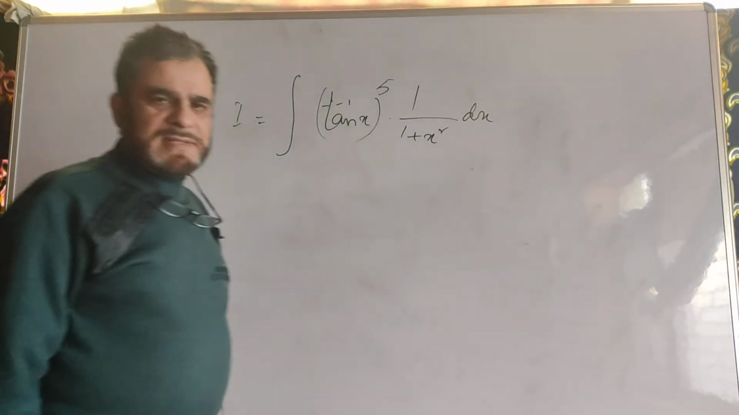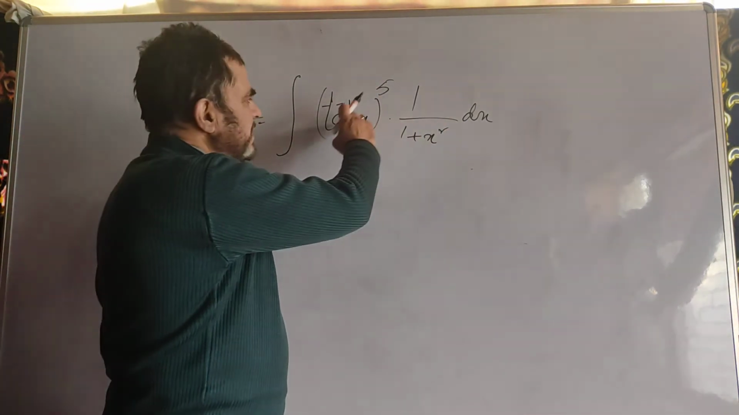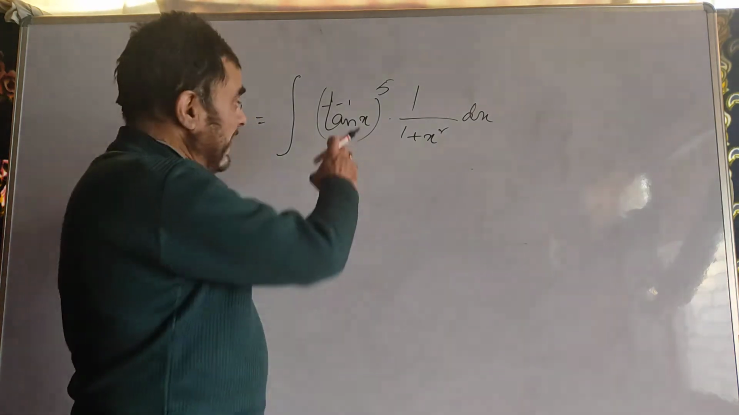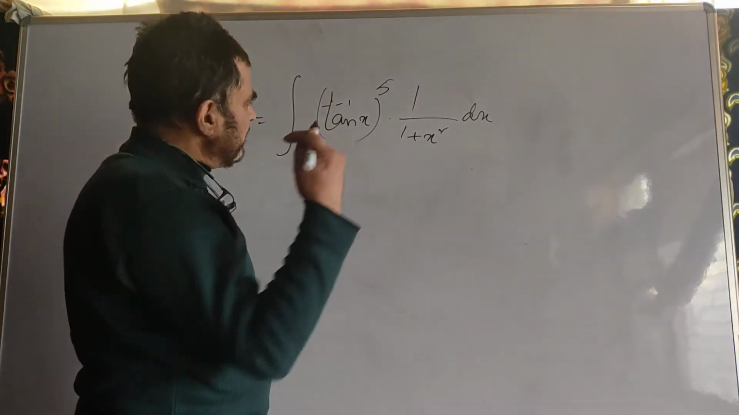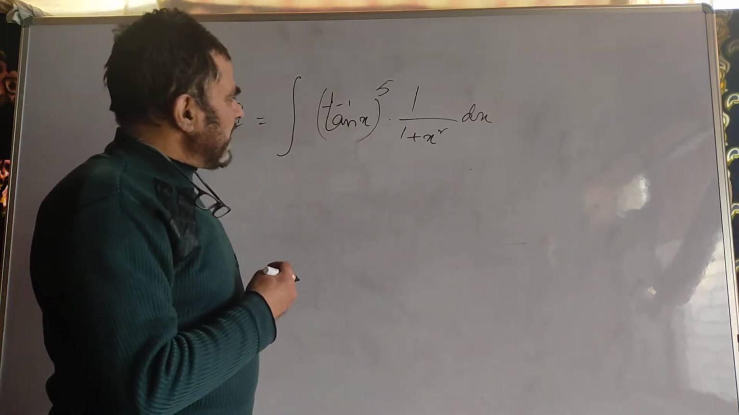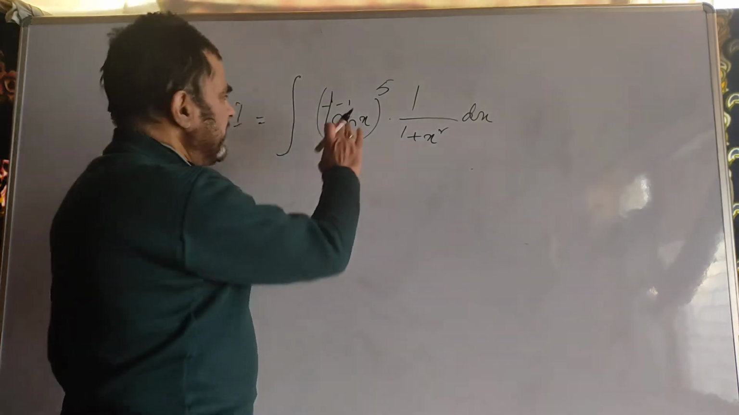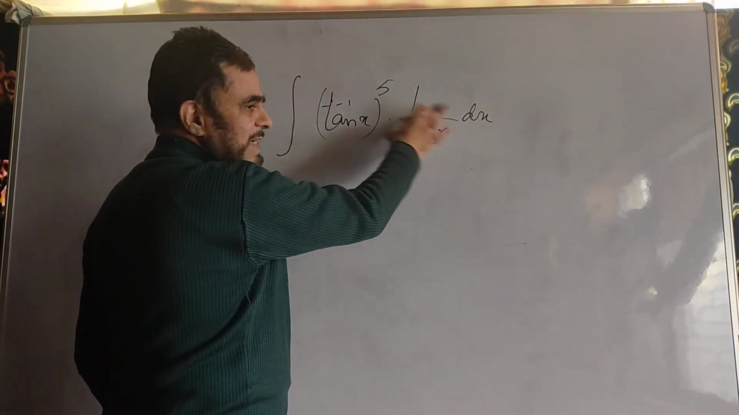There are two functions in the integrand. 1 by 1 plus x square cannot be expressed as a derivative of tan inverse, but 1 by 1 plus x square is the derivative of tan inverse x. So in one glance I come to know that this function is the derivative of this one. This can be converted as the derivative of this.